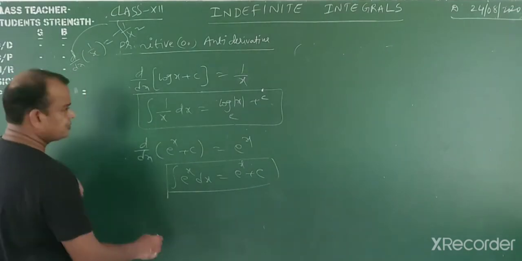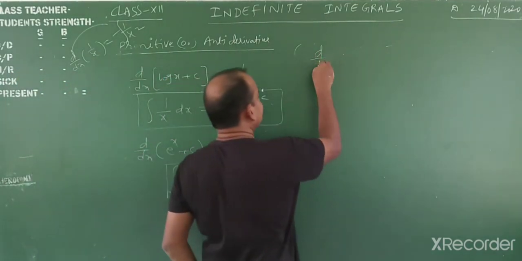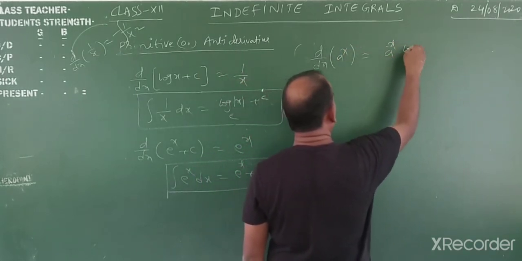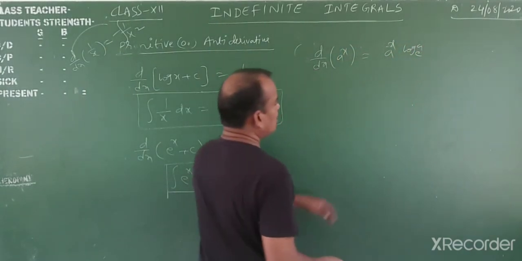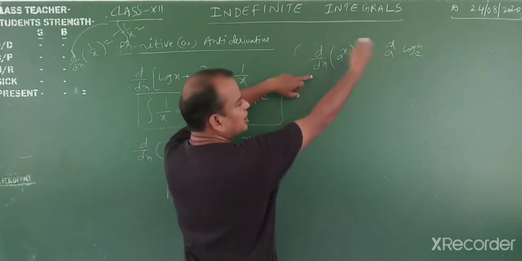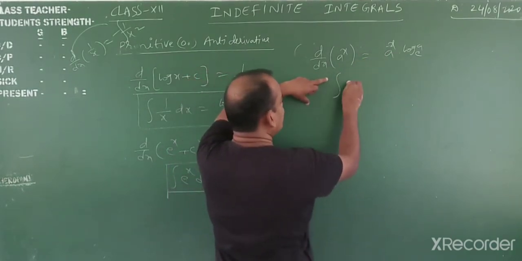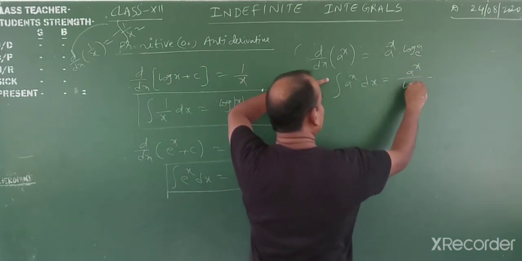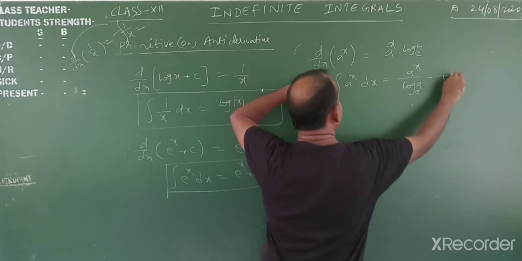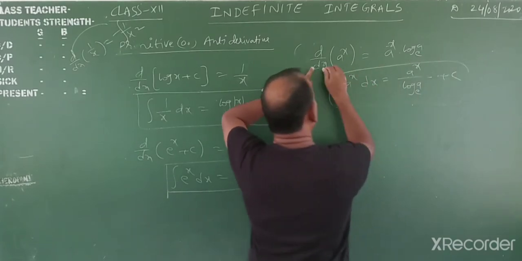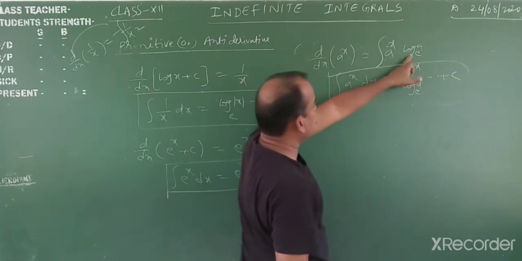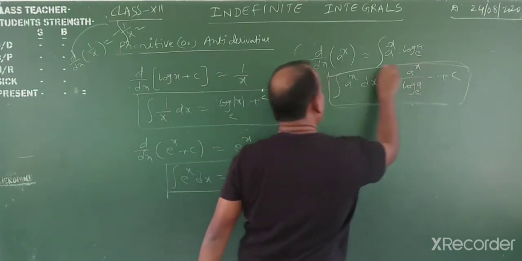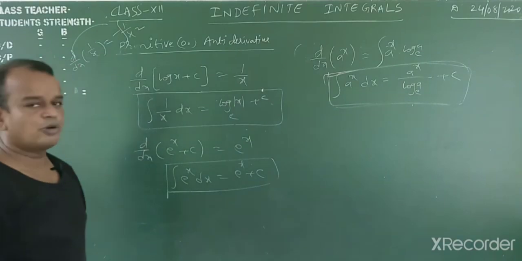Now the derivative of a^x. What is the formula for that one? a^x into log a base e. Okay, log a base e is a constant. Here, on the other side, the integral of a^x dx is equal to a^x by log a base e plus c. Actually, derivative and integral, here the constant is there, constant this side by. You remember this formula. The integral of a^x dx is equal to a^x by log a base e.